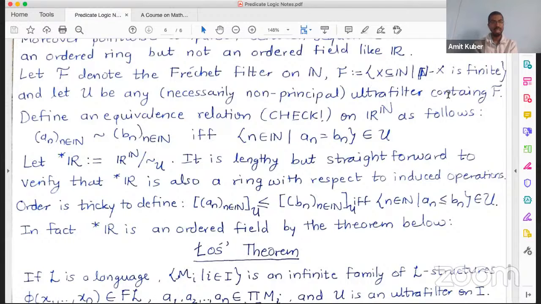It is actually a property you can check. I was just looking on the internet this morning, and I found a statement on Math Stack Exchange, a question which I will show you. You can also check that any ultrafilter containing F is necessarily free, and any free ultrafilter will necessarily contain this Fréchet filter. So it works both ways.